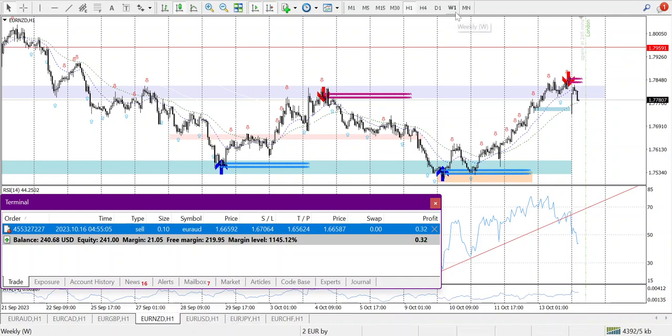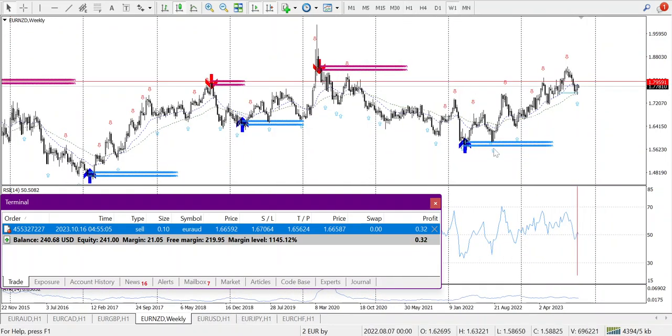Anything, so this looks good to me right now. Euro NZD. It was in after this divergence. It was an uptrend.